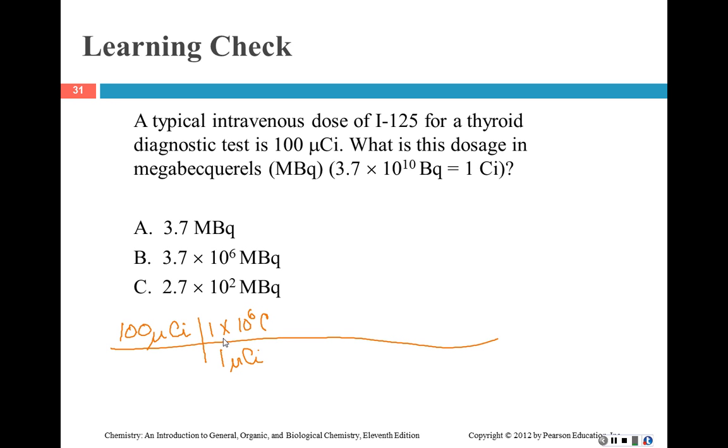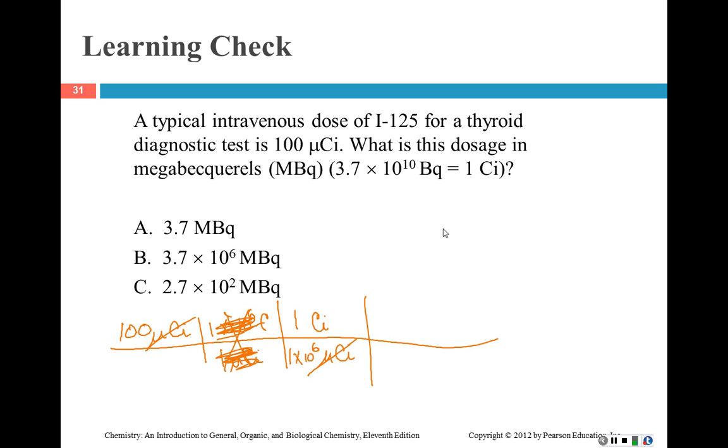No, wait, did I mess that up? I did, didn't I? Alright, I'm just going to mark it off. Alright, ignore that. Microcuries, I didn't follow my own rule, right? I know that's smaller, so that's 1 times 10 to the 6 for every 1 curie. Okay? That way I can get rid of that.